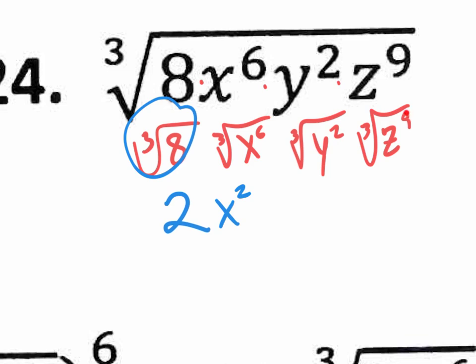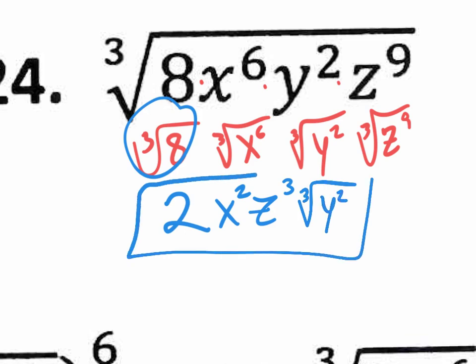But over here, when I go power over root, what kind of z do we get? Z to the 3rd, right? Power over root. 9 divided by 3 is 3. And this guy we weren't able to do, so let's just bring it down. The 3rd root of y squared. And that's your final answer right there.